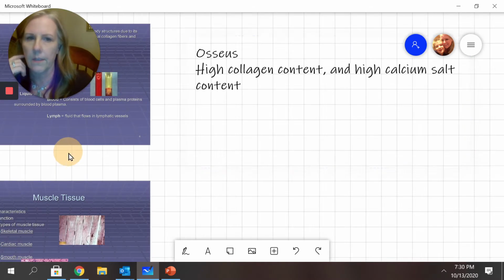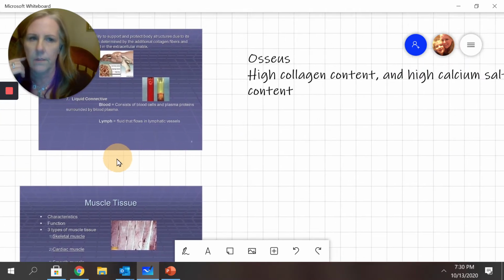High collagen content and a high calcium salt content.